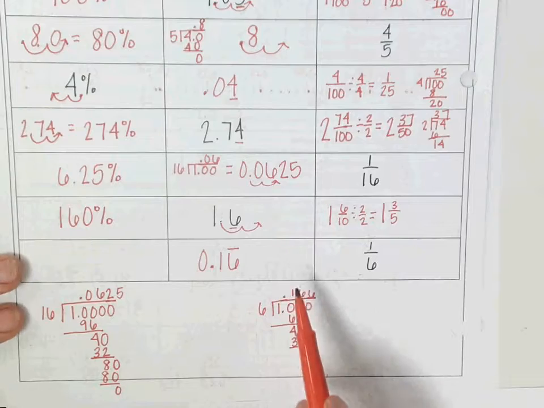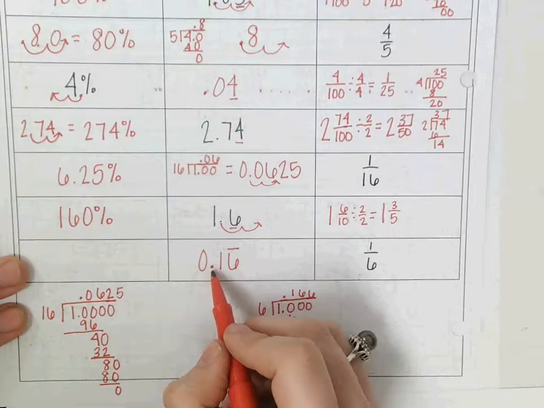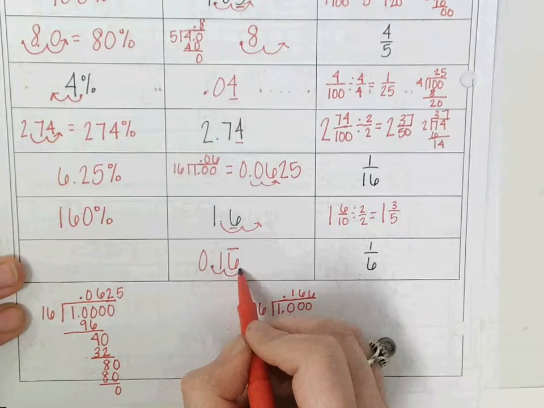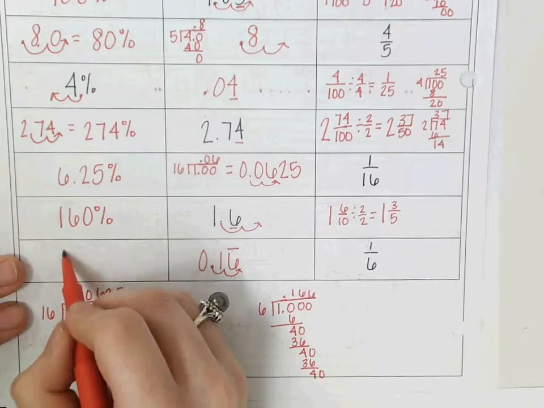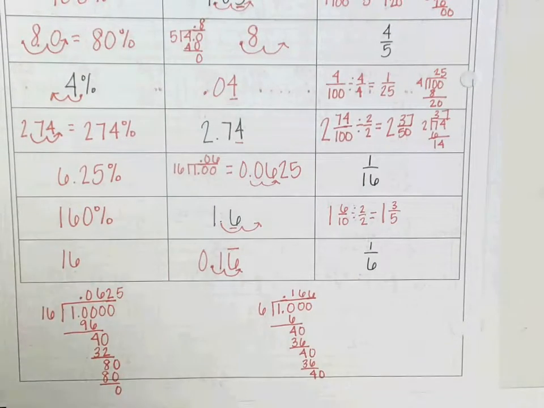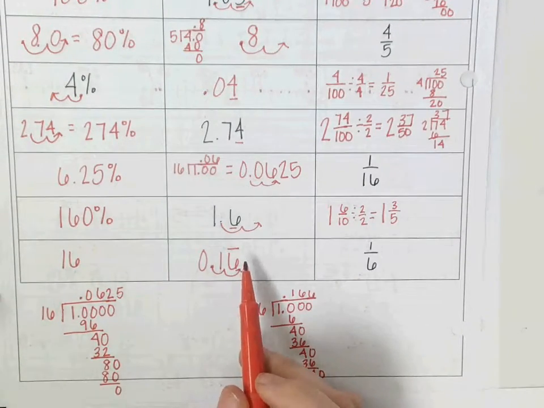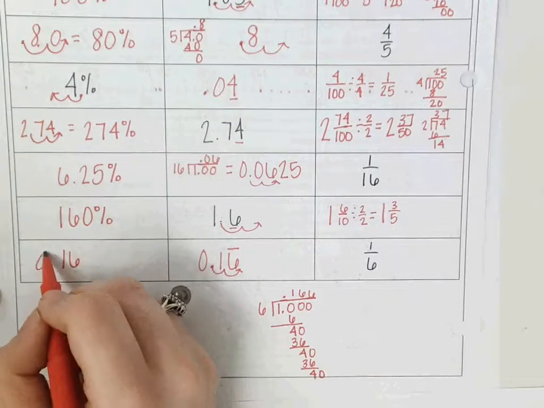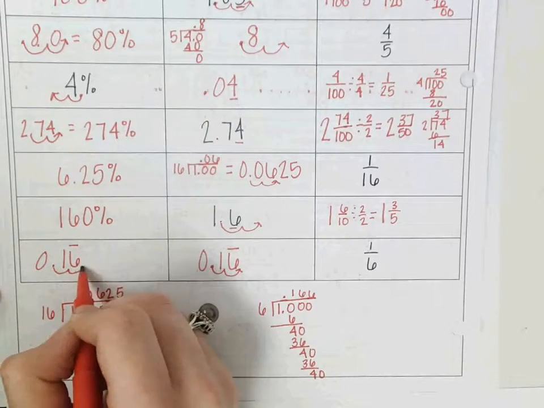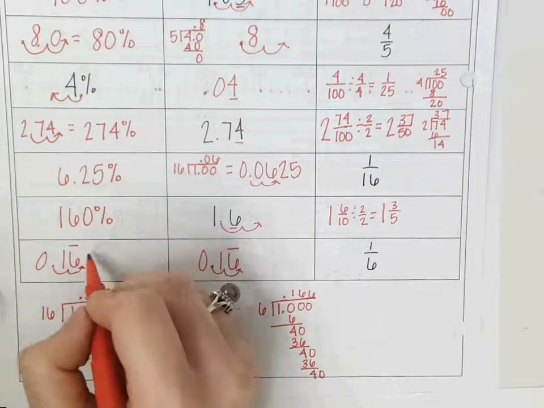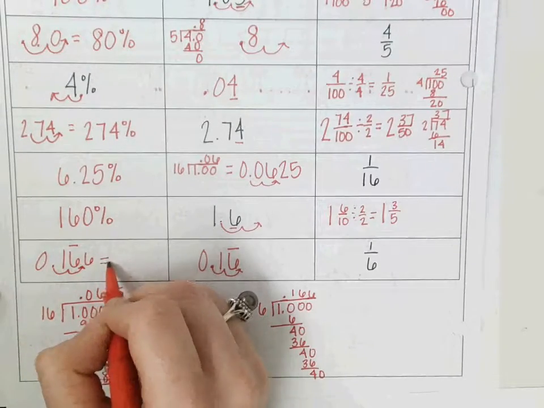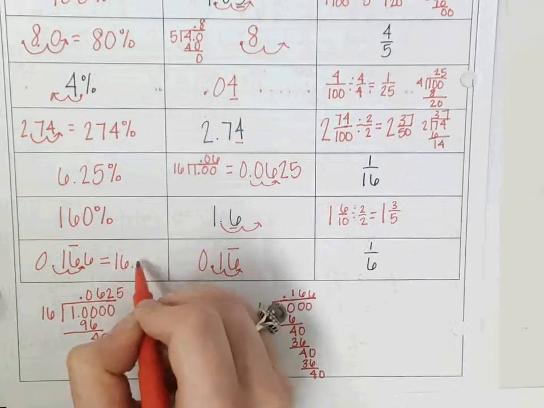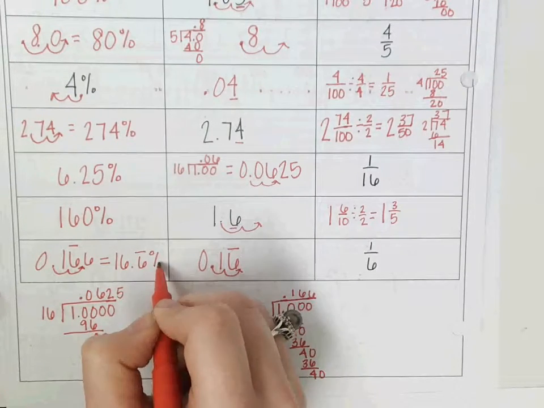Now that we have our decimal, we can change it to our percent. To change a decimal to a percent, we move it twice to the right. But this is not just 16%, because we actually have another number after our 6. Let me rewrite this here. The number we have after our 6 is another 6. So we're going to write this as 16.6 repeating percent.